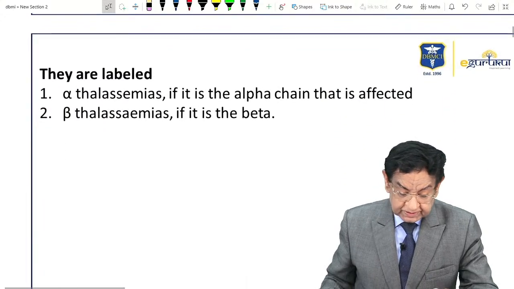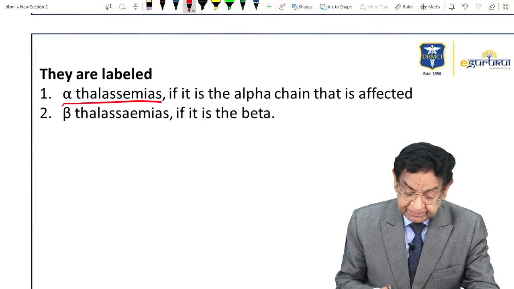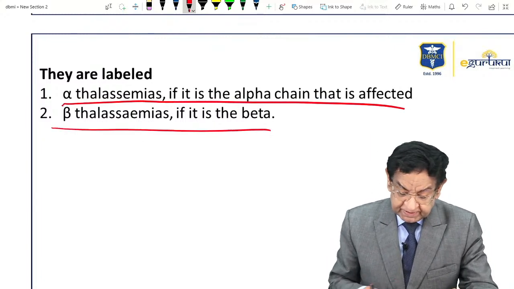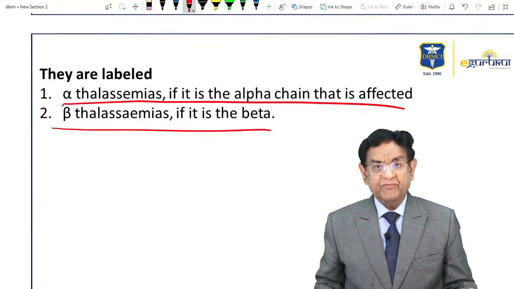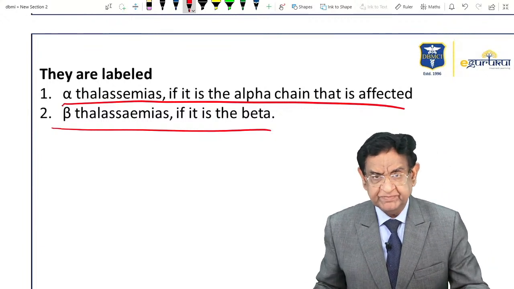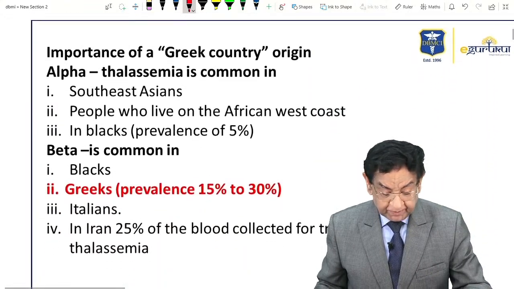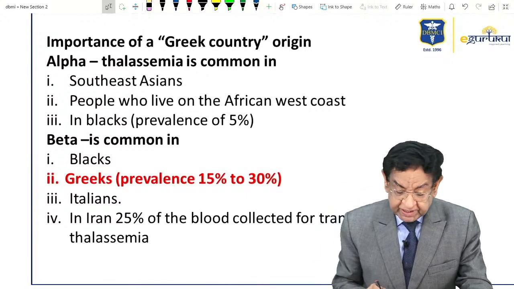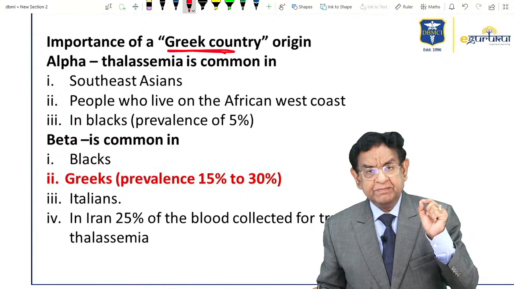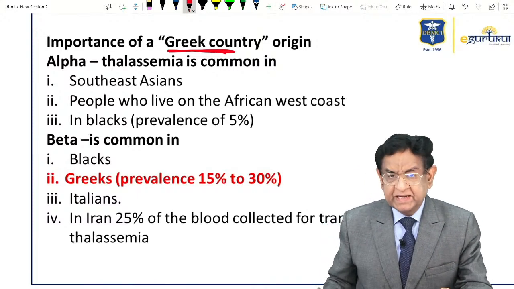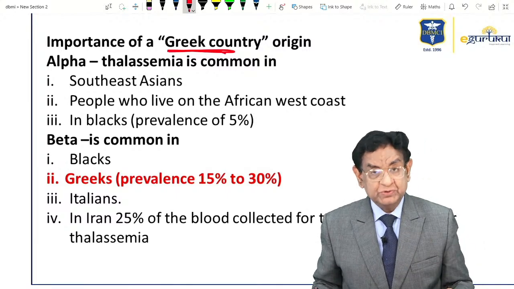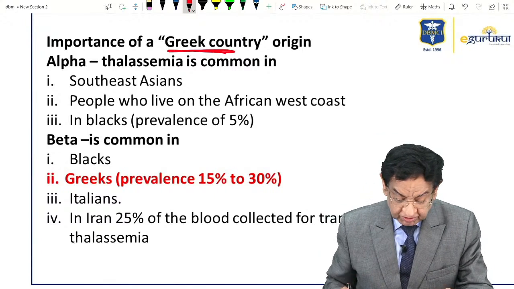As I told you, they are labeled alpha thalassemia if the alpha chain is defective, and beta thalassemia if the beta chain is involved. This was the basic which I discussed in the previous slides. Now, in our question there was a Greek male marrying a Greek female, and they are really concerned about the offspring they are going to have. But why is it so? So now let me focus on Greek origin also.